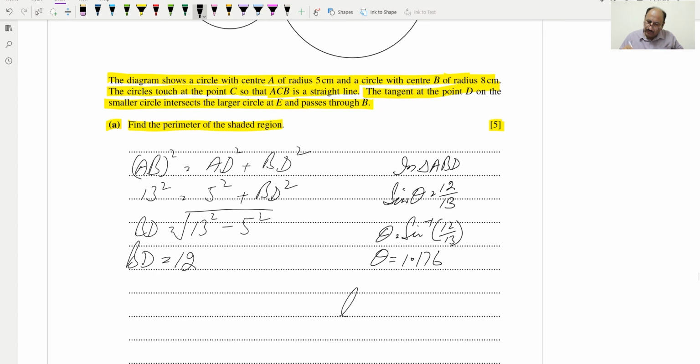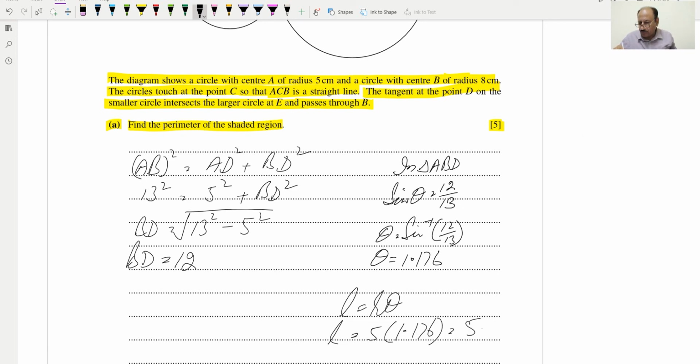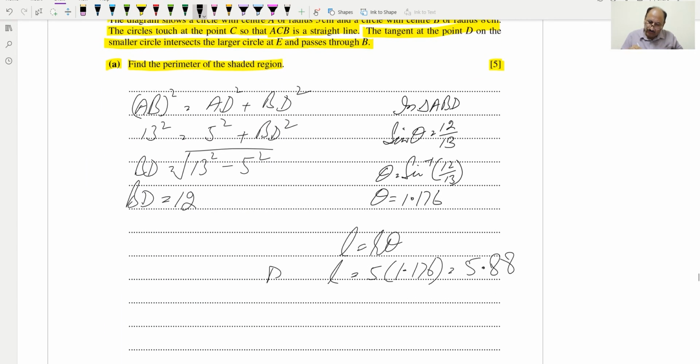So for arc length, L is equal to R theta. So R is 5 and theta is 1.176, and this length will be equal to this multiplied by 5, which is 5.88. So we can write 5.88. This will be the arc length DC. So DC arc is equal to this one.